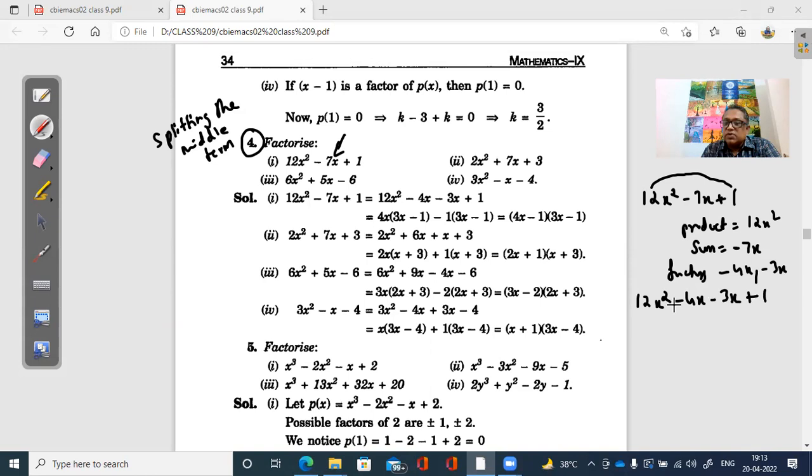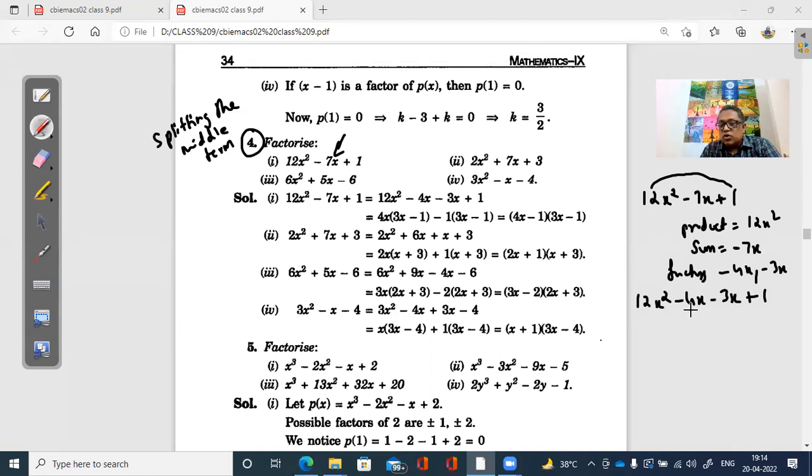So the first and last number I'm writing as it is. The middle term minus 7x I have split into minus 4 and minus 3. The reason is that I want two numbers which on multiplying will give me 12 and on adding will give me negative 7. So minus 4 and minus 3, when I multiply, I'll get positive 12, and when I add, I'll get minus 7.